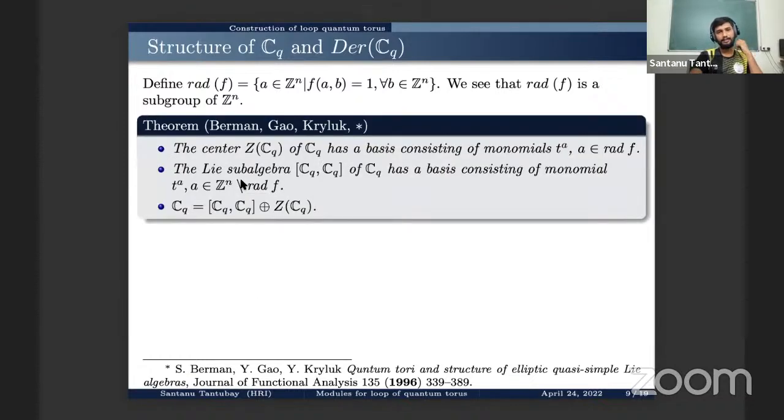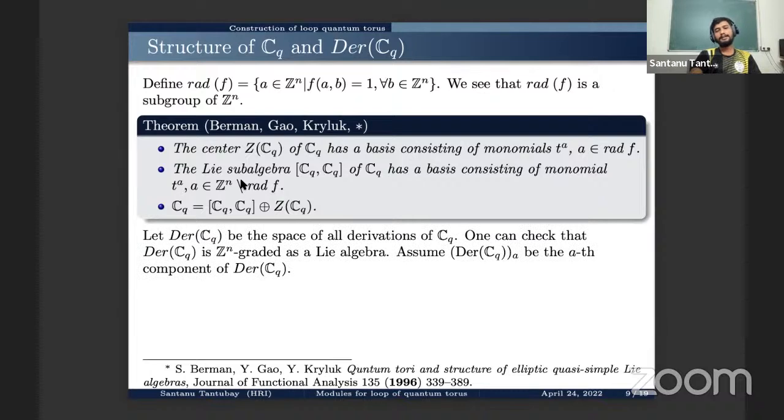Now we state a theorem of Berman and his co-authors. It says that the center of CQ has a basis consisting of monomials t^a, where a is in the radical of f, and the commutator of CQ, that means Lie bracket of CQ, has a basis consisting of monomials t^a, where a is outside the radical of f. And as a Lie algebra, we can write CQ as the direct sum of the commutator of CQ and the center of CQ.